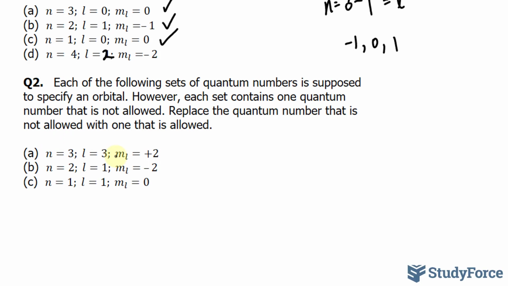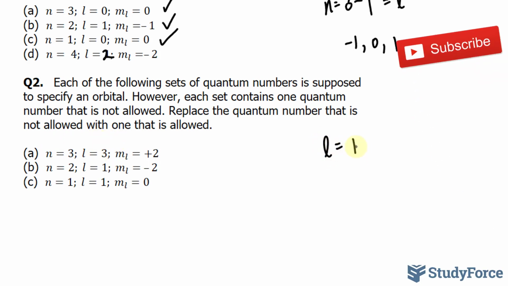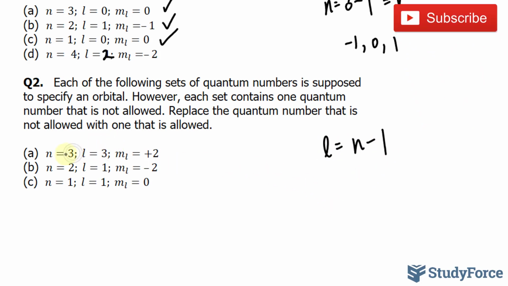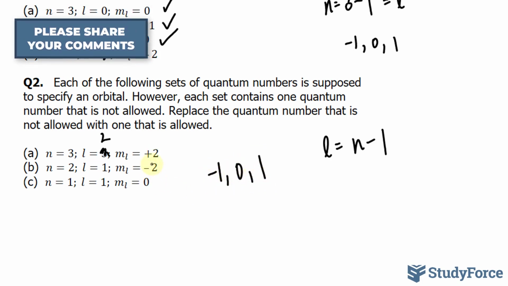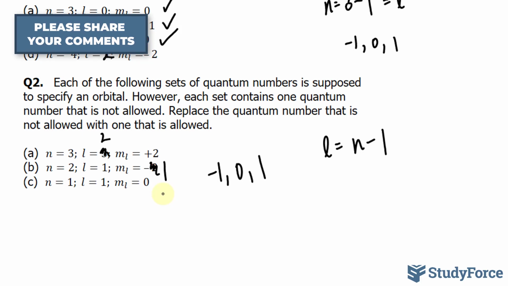There's a relationship between L and n, and it's this. L is equal to n minus 1. These two don't match, so this should be a 2. This part is correct. Moving on to part B, this matches, but this -2 is outside the range. The range for L equal to 1 is between -1, 0, and 1. So we can change this to 1, and that would work.